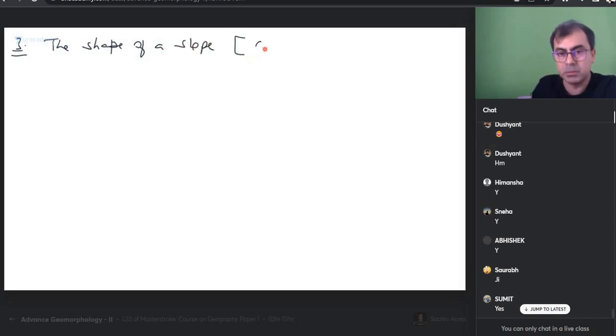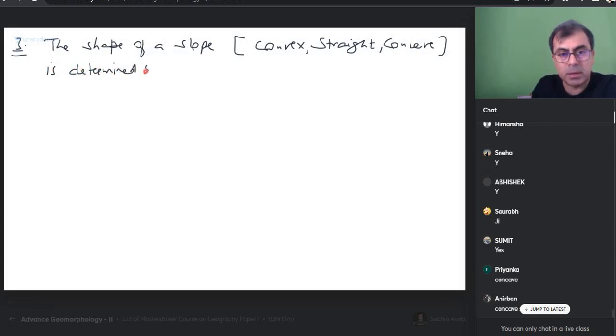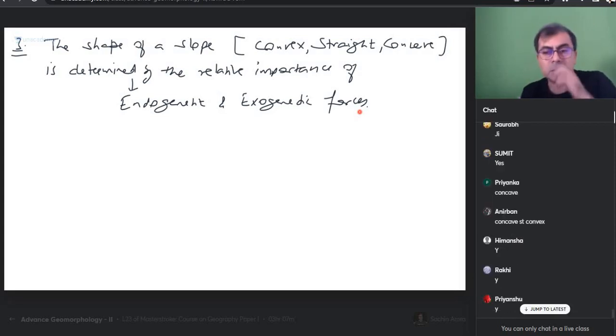What are the three possible shapes? Convex. Convex के बाद फिर क्या बनेगा? पहले straight बनेगा. Straight. Concave. Is determined by the relative importance of what? Endogenetic and exogenetic forces. Is everyone with me? So what will decide? Endo and exogenetic force, that will decide which one is what is the slope.